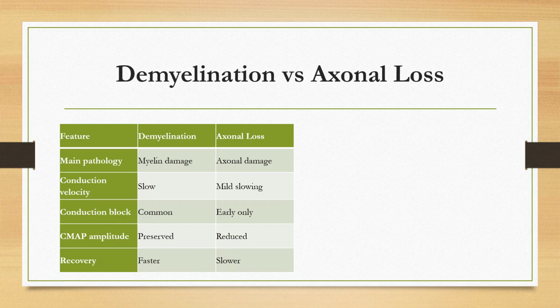Demyelination: main pathology is myelin damage, conduction velocity is slower, conduction block is common, CMAP amplitude is preserved, recovery is faster. Axonal loss: main pathology is axonal damage, conduction velocity is mildly slowed, conduction block is early only, CMAP amplitude is reduced, recovery is slower.